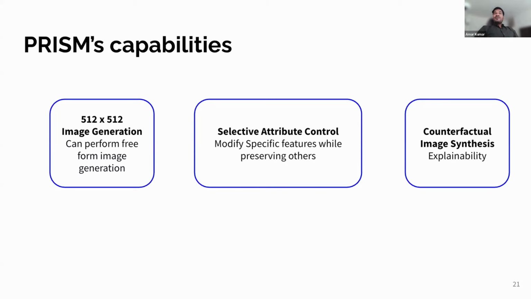We can perform free-form image generation, which essentially means if I don't want to use the model for editing, I can simply use it for synthetic data generation. We can synthesize a lot of images by just putting in text, and Prism is able to generate these high-quality images. We can have selective attribute control, where if we want to preserve specific images or preserve specific properties, we can do that using Prism. We can also use it for counterfactual image synthesis, which is explainability of the image itself.